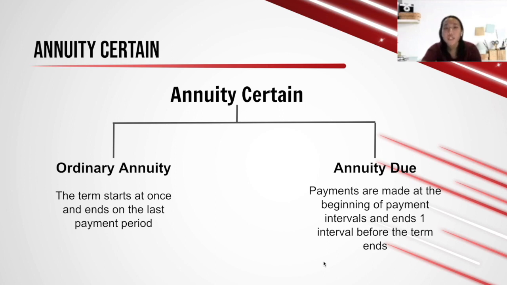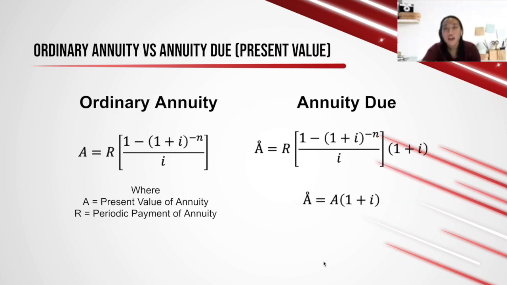So the formulas for the present values of these two annuities are not that different either. But first, we have to recall the variables we need to understand this formula. The formula for calculating the present value of an ordinary annuity is given by A is equal to R times [1 minus (1 plus i) raised to negative n] over i, where A is the present value of an ordinary annuity, R is the periodic payment of the annuity, i is the interest rate given per period, and n is the total number of payments or periods.